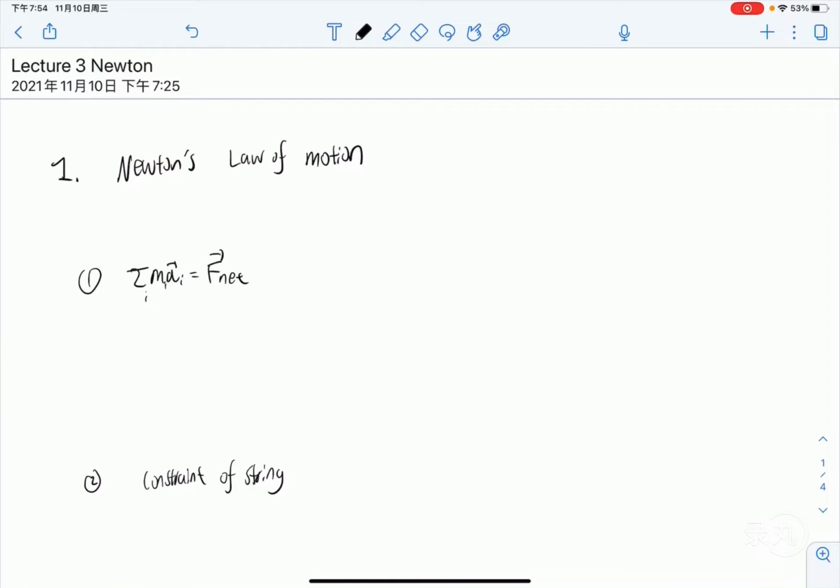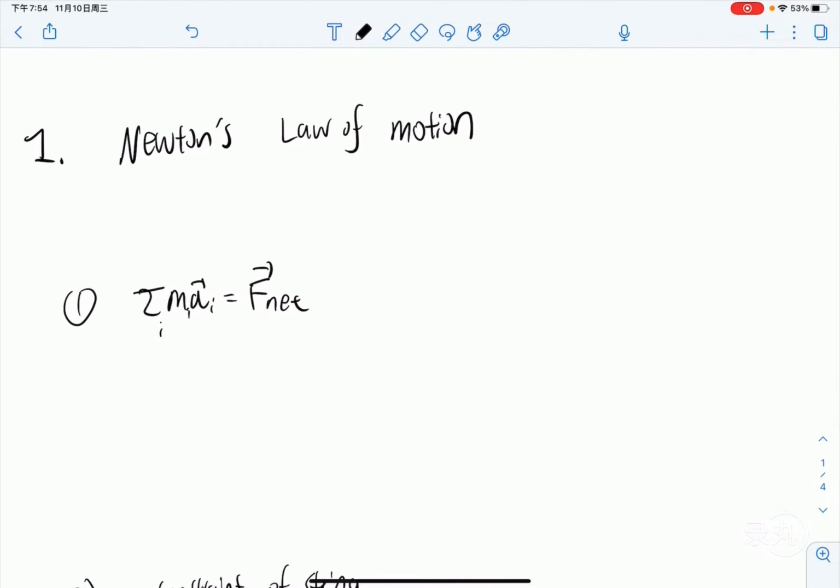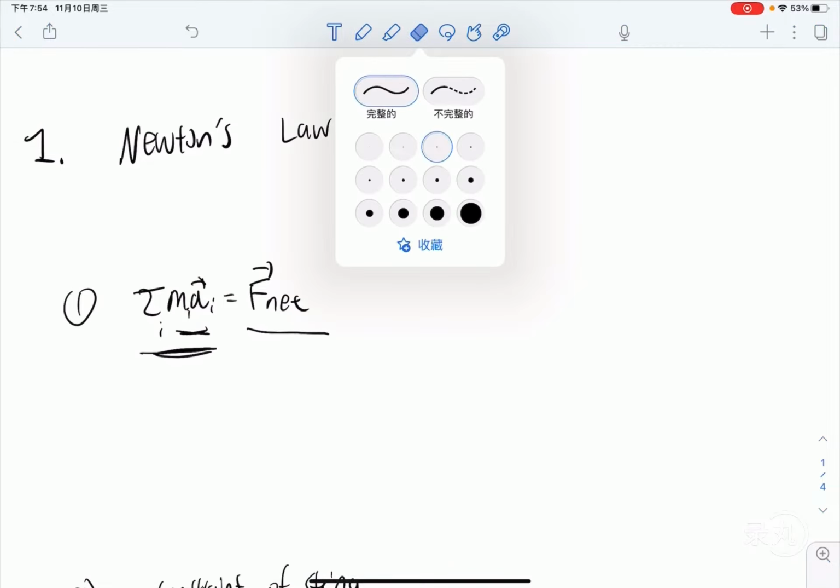Welcome to lecture 3, and in this lecture we're going to talk about Newton's law of motion. Newton stated that the net force is equal to the sum of m_i times a_i, the acceleration vector.